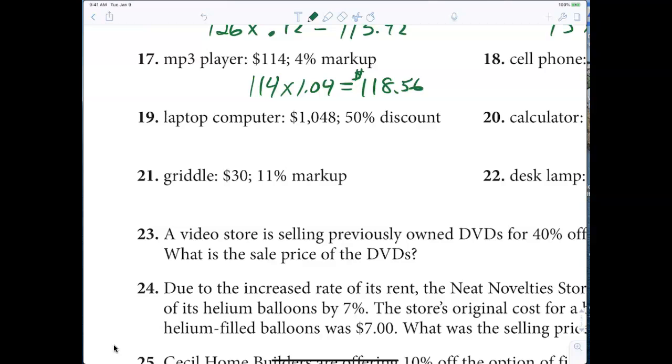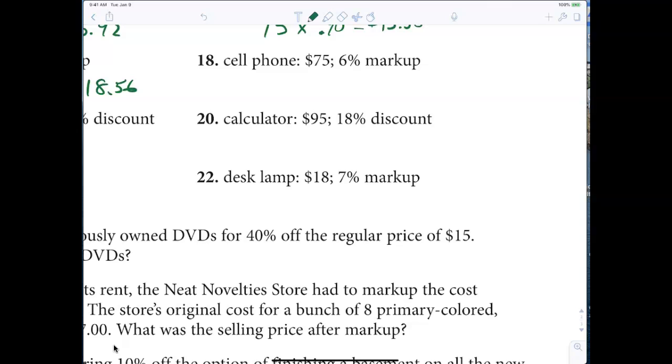Okay, next, please, in the back. Yes, sir. Perfect. Okay, so you would want 75, so you would do 75 times 1.06. Tell me what that is, which equals $79.50. Anybody else get that?